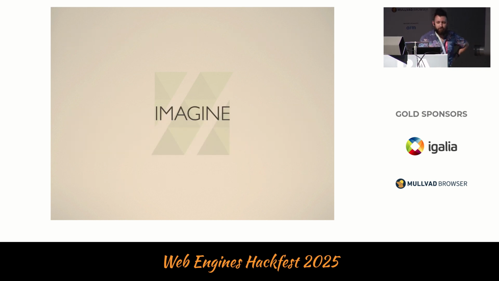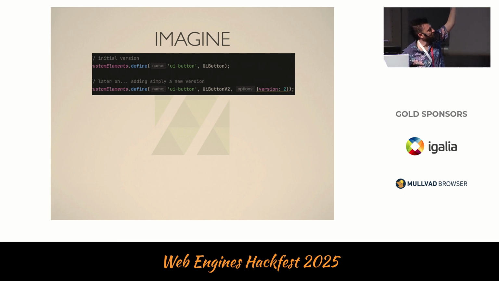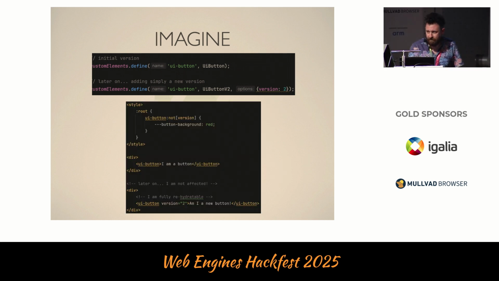So imagine we could do this. We have a tag name, we have our UI button, which is our custom element for that, and then we have a new version, UI button v2, and we register it for version 2. And imagine that it will look like that, so that you are using the first one, that's the old one, and the new one is used with a version attribute.